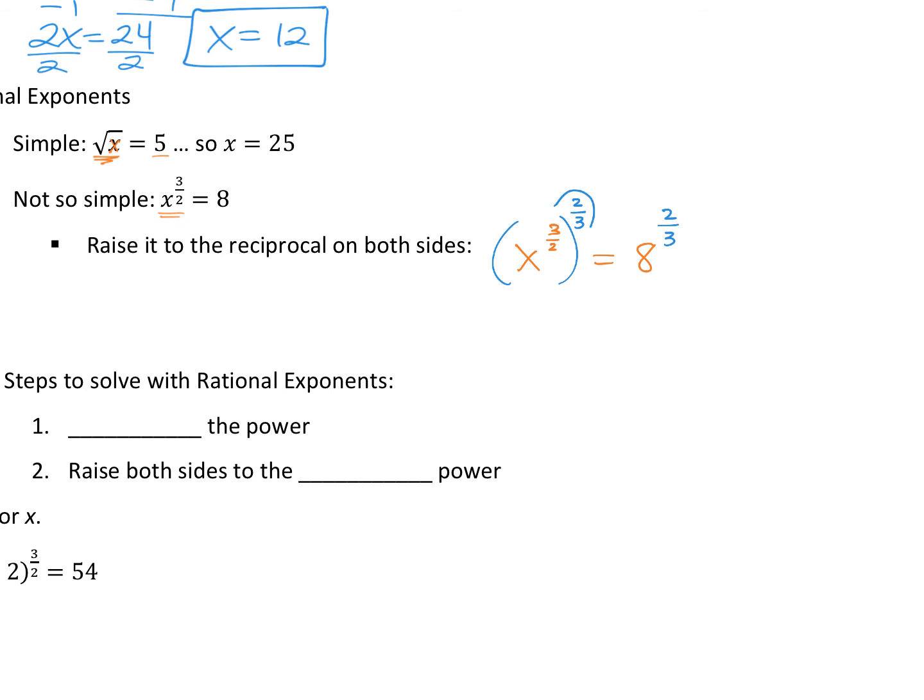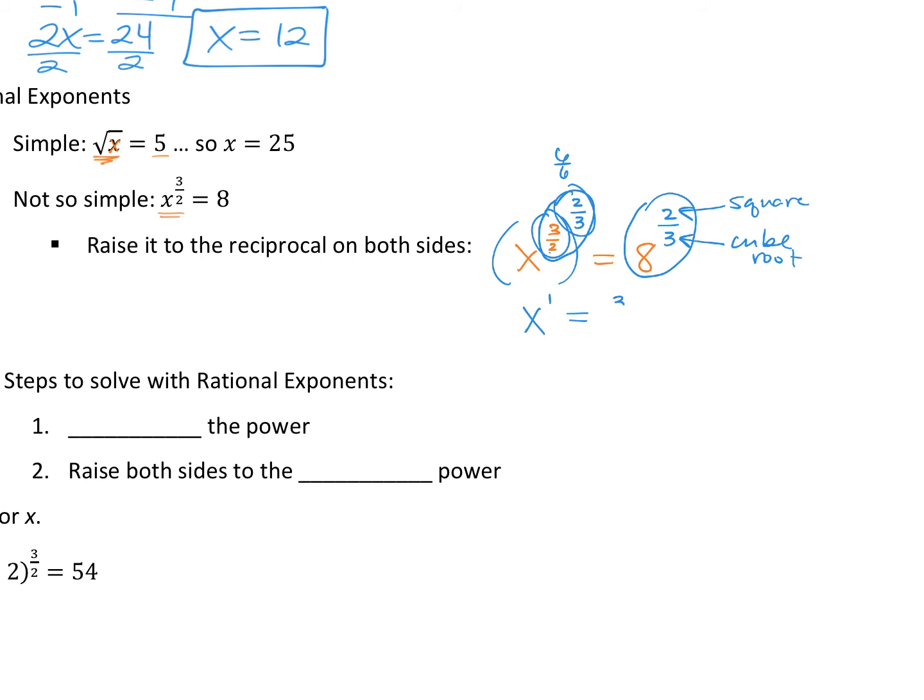Think about this. 3/2 times 2/3 is 1, right? So whenever you take it to a reciprocal power, it's always going to be a first power. 3 times 2 is 6, 2 times 3 is 6, so it's really 6/6, which is 1, okay? So now this, you already know how to do. That is a cube root, and then we square, or we square and then we cube root, either way is fine.